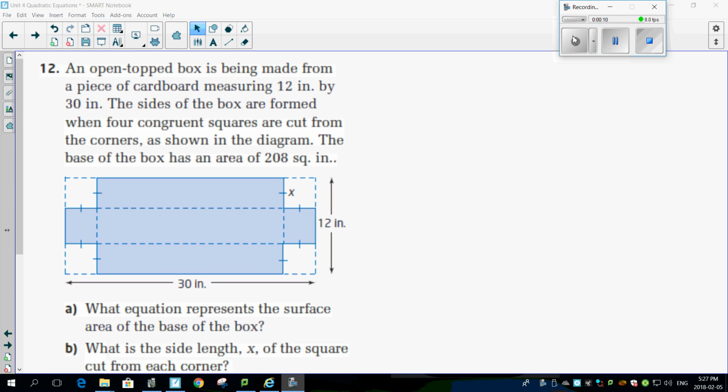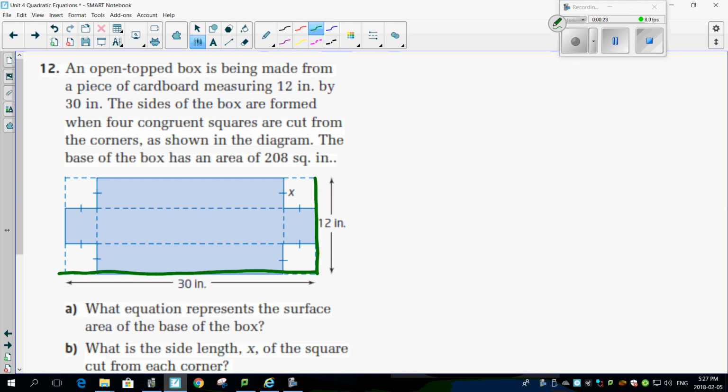Look at this one. Number 12 says, an open-topped box is being made from a piece of cardboard measuring 12 by 30. So the original cardboard here is 12 inches this way by 30 inches that way. But it says the sides of the box are formed when 4 congruent squares, each one of these, is cut out. They cut it out to form the corners so that they can flip the box up and actually make a box. And then the base of the box has an area of 208. So how do you figure this out?